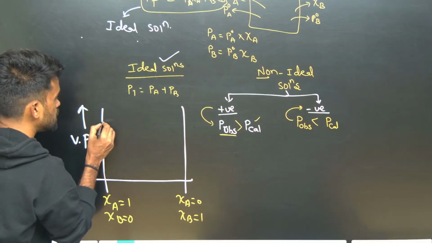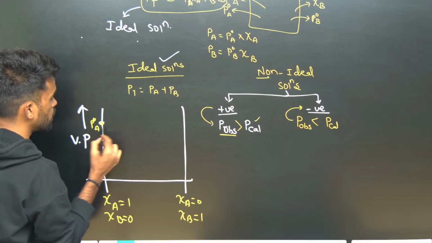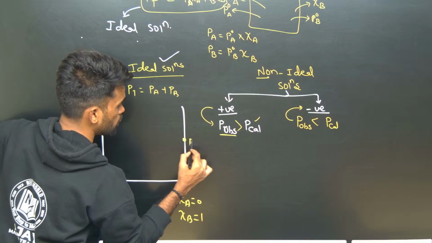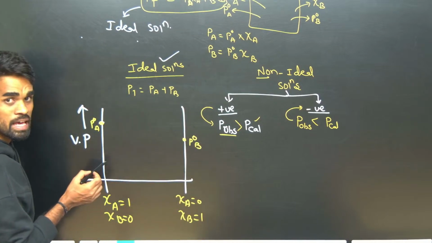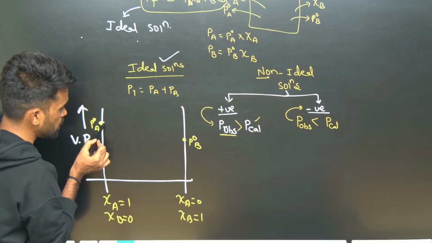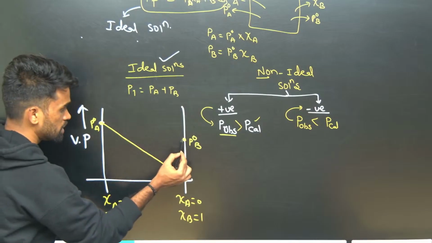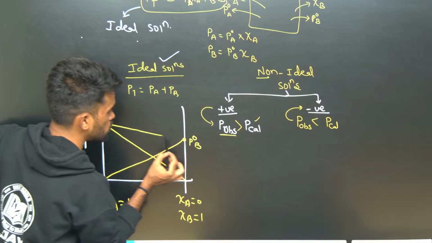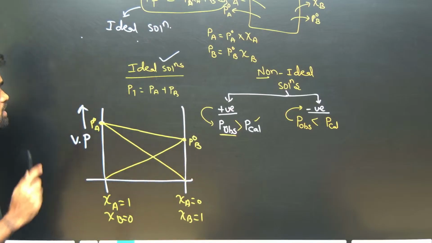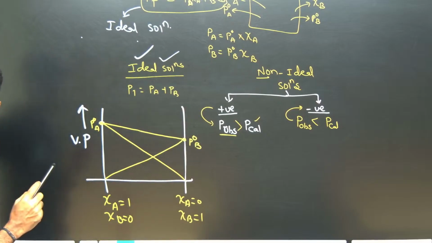Now let us say this is the vapor pressure of pure A, P naught A I am saying, and let us say this is the vapor pressure of pure B, P naught B. Now vapor pressure of A, PA, in the solution, we will get a curve something like this, we discussed in the last class also, and for B we will get a curve like this. So P total, if I want, will be something like this. This is the scenario in the case of ideal solutions for the Raoult's law graph.